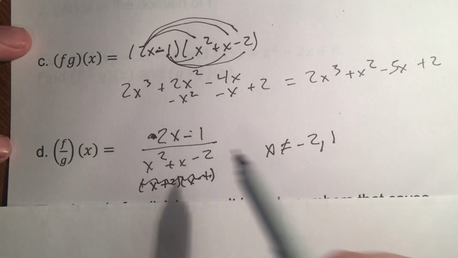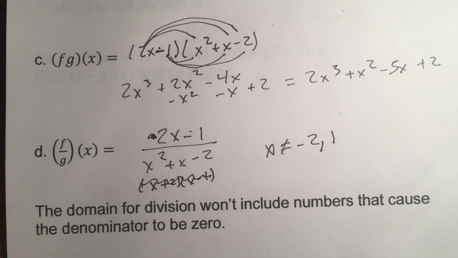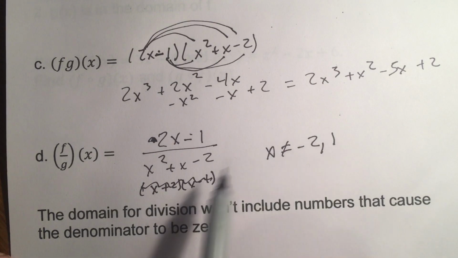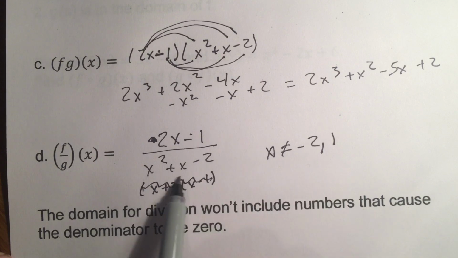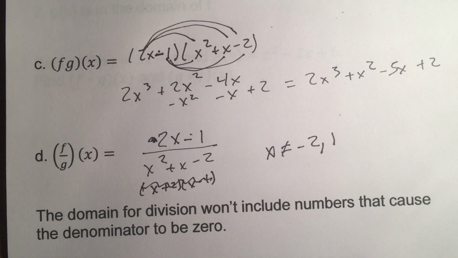So really don't need that for anything but those exclusions. So really, once you put them together, that's really going to be it, unless you can cancel a factor, but generally that won't be the case. So the domain for division won't include these numbers that cause the denominator to be 0. So if we put negative 2 in, or if we put 1 in, that causes it to be 0, so we're going to say, hey, x can't be these, and that's going to restrict that domain.